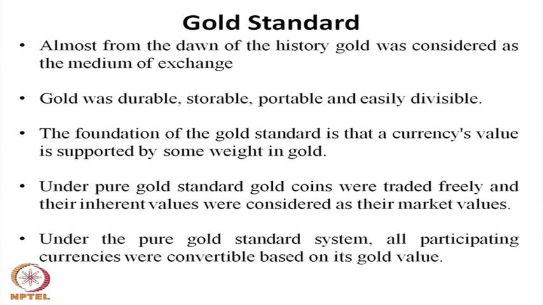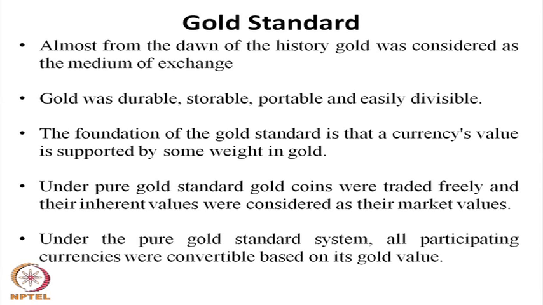The foundation of the gold standard is that the currency value is supported by some weight of gold. Gold in the form of coins, bars, and large value coins was circulated earlier, and they were considered the currency of different countries. There are different kinds of gold standard. We have the pure gold standard, where gold coins were traded freely and their inherent values were considered their market value. Gold coins were circulated on the basis of inherent value, that is, how much gold was contained in that particular coin, and the currency system developed.